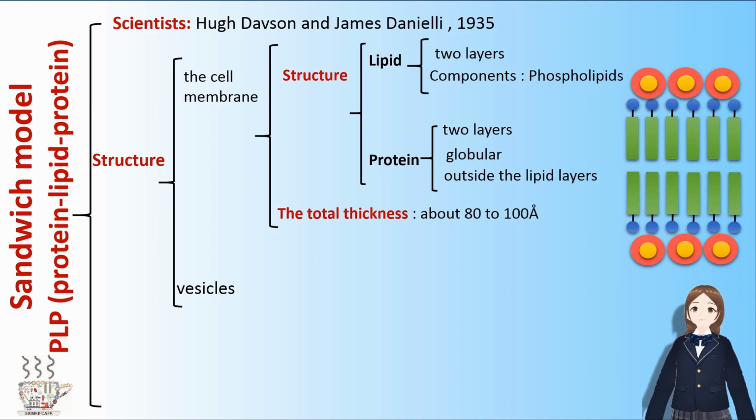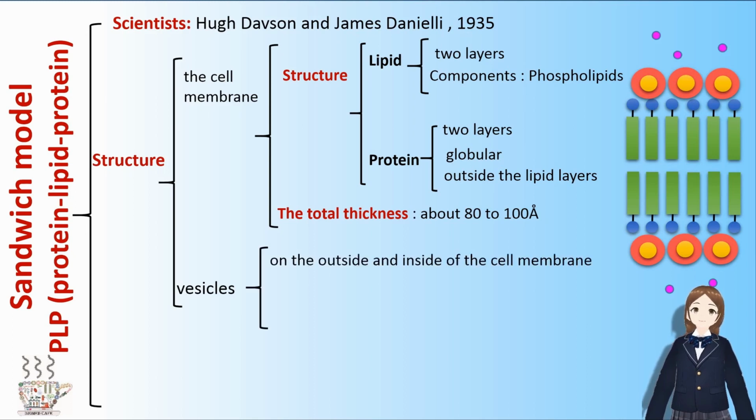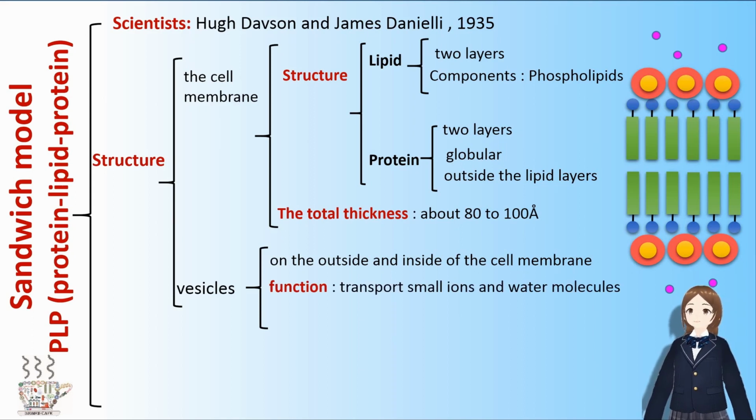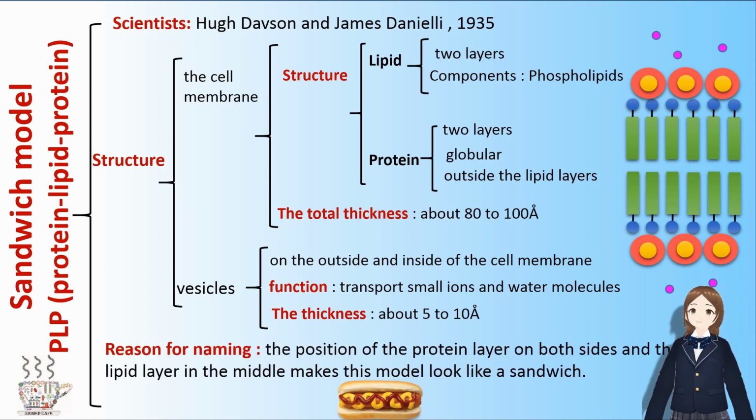There are also vesicles on the outside and inside of the cell membrane. The function of this vesicle is to transport small ions and water molecules. The thickness of this vesicle is about 5 to 10 angstrom. The reason for naming this model is the position of this protein layer on both sides, and the lipid layer in the middle make this model look like a sandwich.